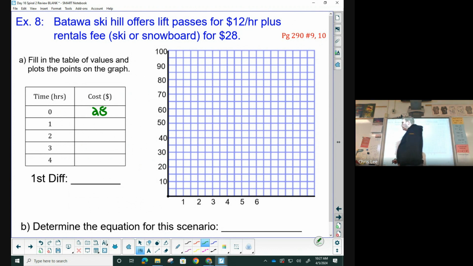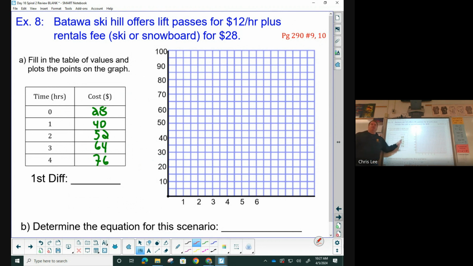12. So that becomes what, 40? And then 2 hours, you add another 12? 52. 52, 64. 64, 76. 76. Yes. I bet you can tell me the first difference without actually doing the math.